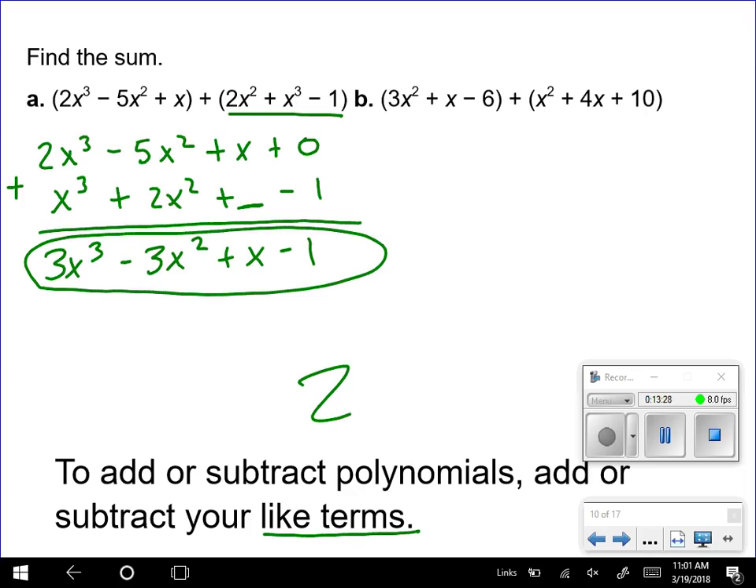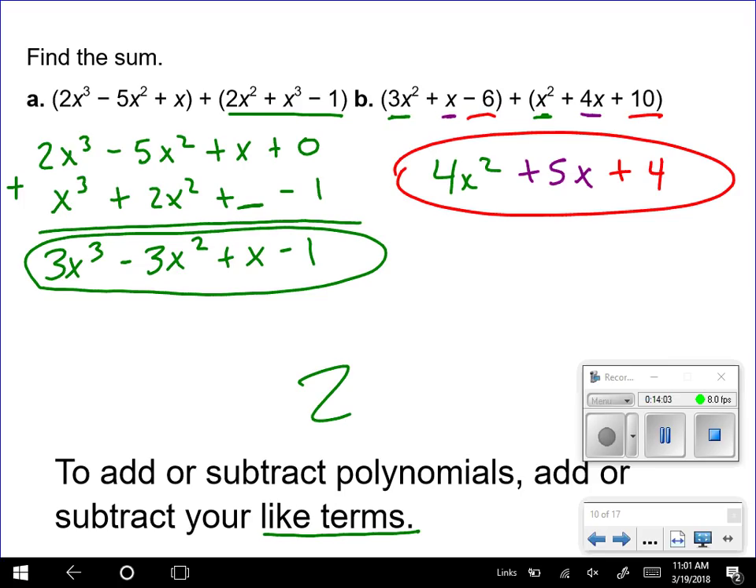So if we look at B, I don't have to line them up vertically. I could just do them horizontally. I could find the terms that match, 3x squared plus x squared. Those match. So that would be 4x squared. And I'm going to use a different color. My x's match up. So plus x plus 4x, that would be plus 5x. And then I have two constants. -6 plus 10 would be 4. So that works the same way. If you want to do it horizontally or vertically, it doesn't really matter as long as you're consistent in making sure that you're combining your like terms.